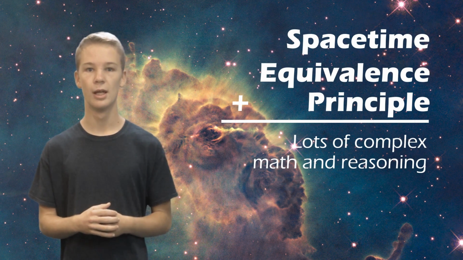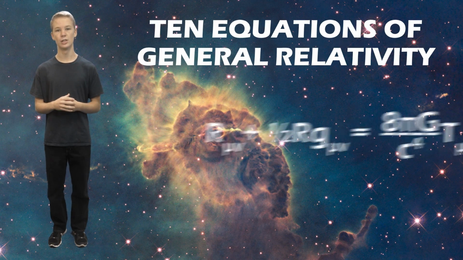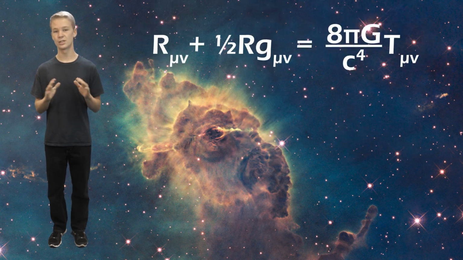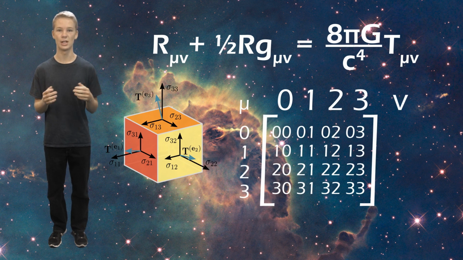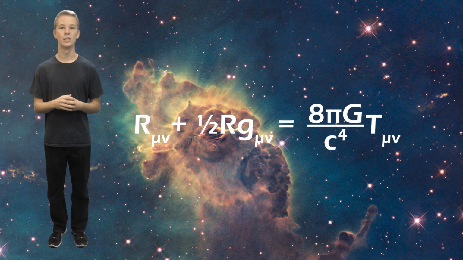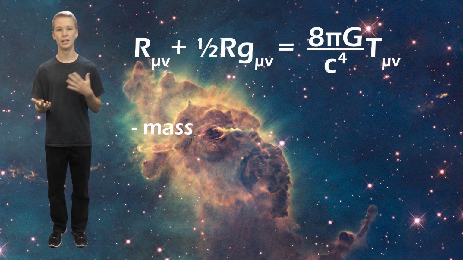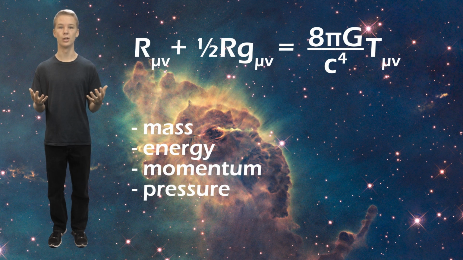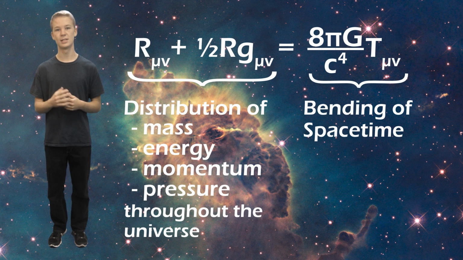Fitting these two pieces of the puzzle together, both space-time and the equivalence principle, took a lot of complex math and reasoning. But after about a decade, Einstein finally cracked the code with his 10 equations of general relativity. As a side note, even though this looks like it's one equation, it's actually 10 because it involves some crazy tensor calculus, matrices, and other insane math. And so now the question is, what does this equation mean? Well, it basically describes very specifically how mass and energy and momentum and pressure are distributed throughout the universe, as well as how they bend space-time.